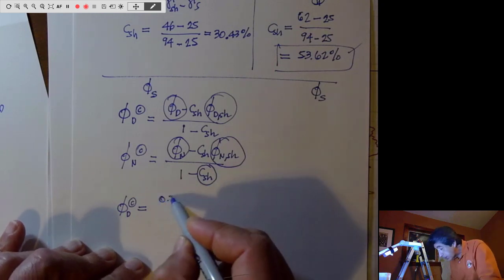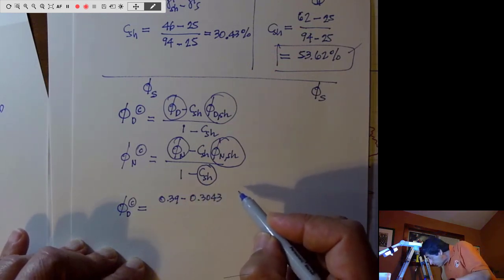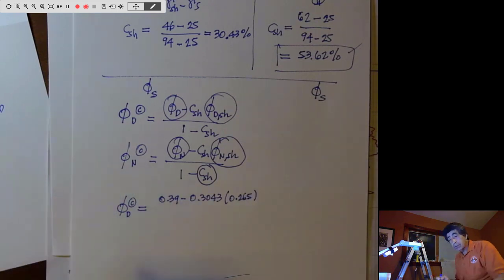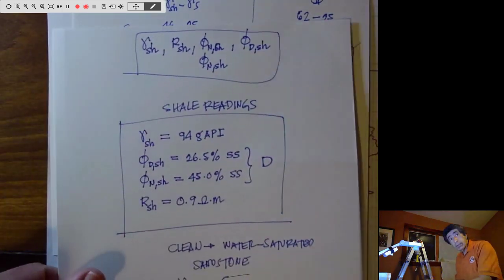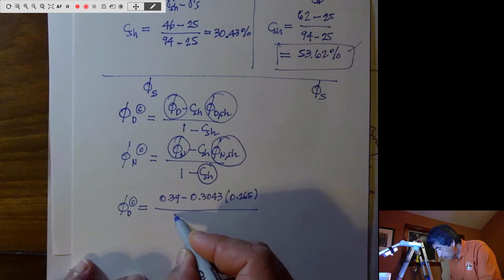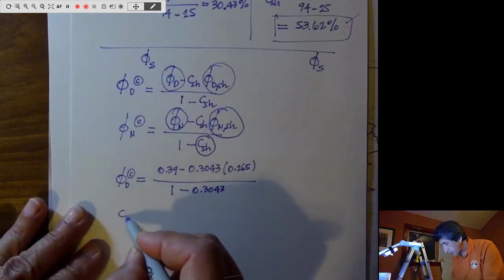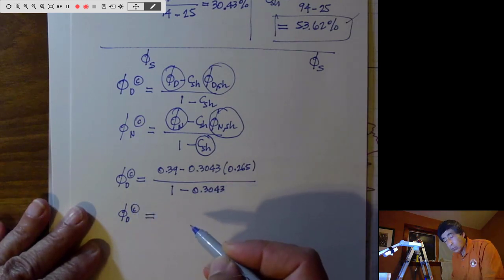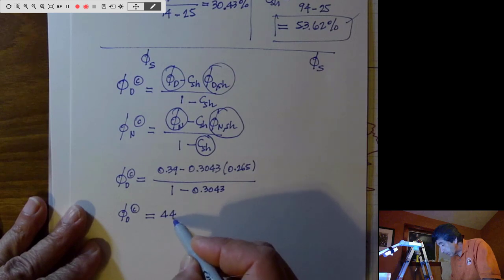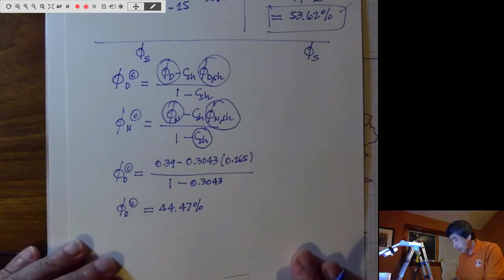This is going to be 0.39 minus CSH that we just calculated, which is 0.3043 here, times the density log in the pure shale, which we calculated before to be 0.265. That's what we did. Just to remind you, this 0.265 comes from the readings that we did in the pure shale right here. All right, and then we divide all of this by 1 minus CSH, which again is 0.3043. And what you find here is that the density log corrected for the presence of shale is approximately 44.47%.